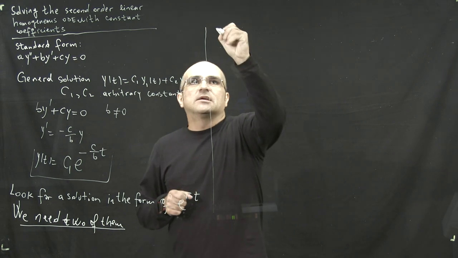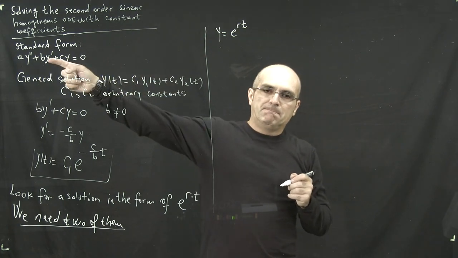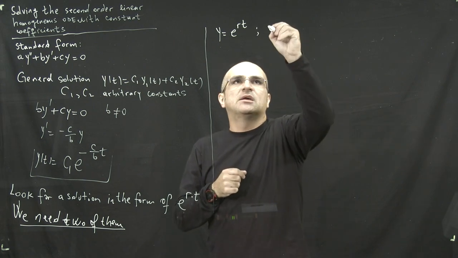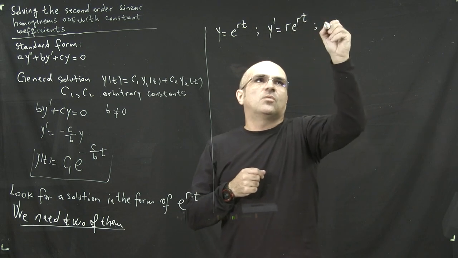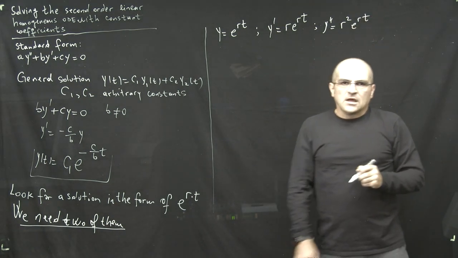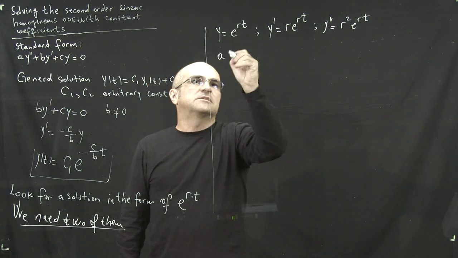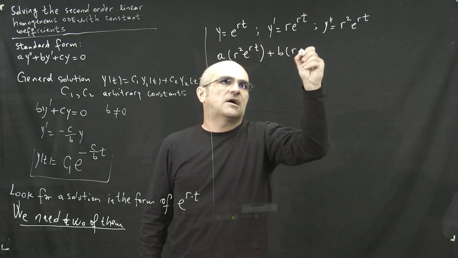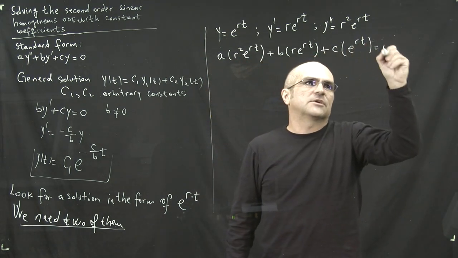So we're going to choose y to be e to the rt, and because I need to plug this into the actual ODE, we need to take the first and the second derivative. So y prime with respect to t, that's r e to the rt. y double prime is r squared e to the rt. So plug this into the actual ODE, and this becomes a times r squared e to the rt plus b r e to the rt plus c e to the rt equals 0.